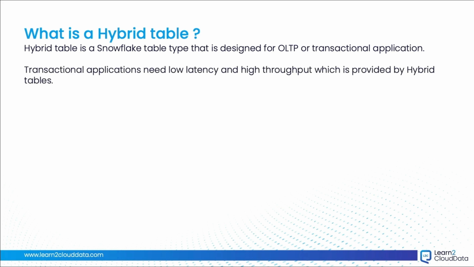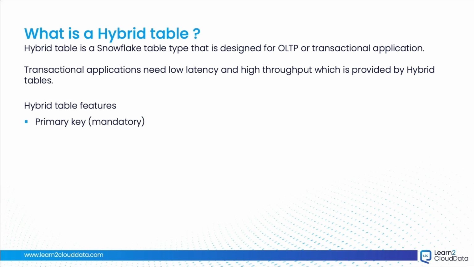Transactional applications need low latency and high throughput. You might wonder, why do transactional applications need low latency and high throughput? The simple reason is because you do not want to be waiting at an ATM for 15-20 minutes trying to withdraw your money. Transactional applications need to be quick and need to complete the transaction quickly. Snowflake hybrid tables provide low latency and high throughput and can be used to build transactional applications. On the other hand, non-hybrid Snowflake tables are not suitable for transactional applications because they do not have the necessary low latency and high throughput.